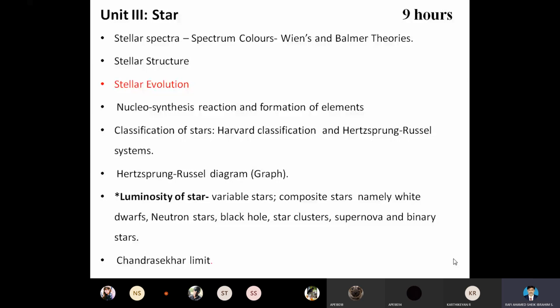So this stellar evolution is nothing but the lifetime of the star. We are going to study the life period of the star, which depends on the mass and the time. So today's topic is stellar evolution. In stellar evolution, we are going to study the lifetime of the star. This lifetime of the star depends on the mass of the body.